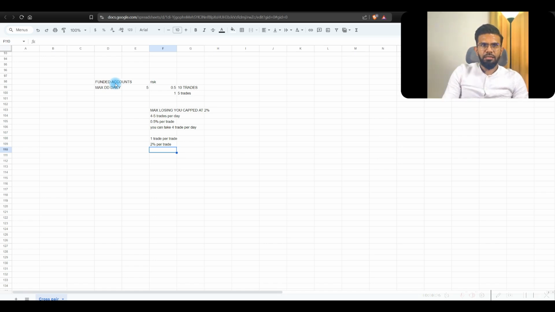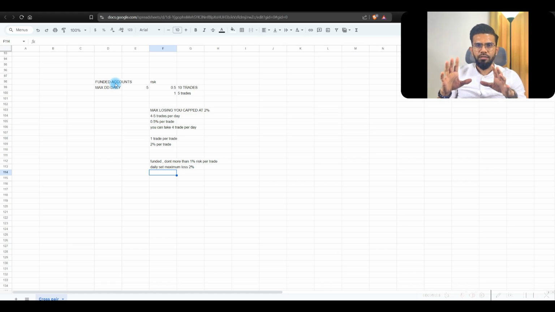Once you decide these are the terms you're going to use, these are the terms you're comfortable to trade and comfortable to risk. Once you get funded, my suggestion is don't go more than that. Don't go more than 1% per trade. So always risk 1% maximum per trade, and set the daily maximum loss at 2%.